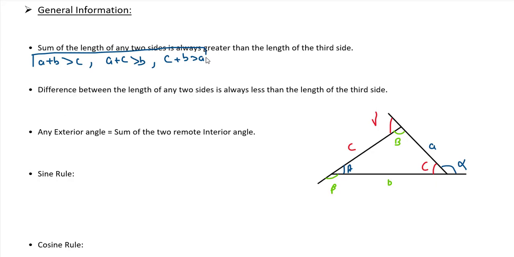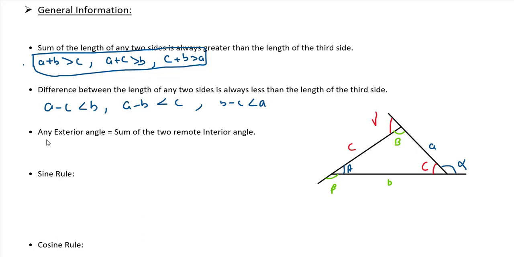So this condition for any triangle will always be satisfied. Sum of any two sides will always be greater than the length of the third side. On similar lines, the difference between the length of any two sides will always be less than the length of the third side. That means a minus c will always be less than b, and a minus b will always be less than c, and b minus c will always be less than a. So the difference between the length of any two sides will always be less than the length of the third side.